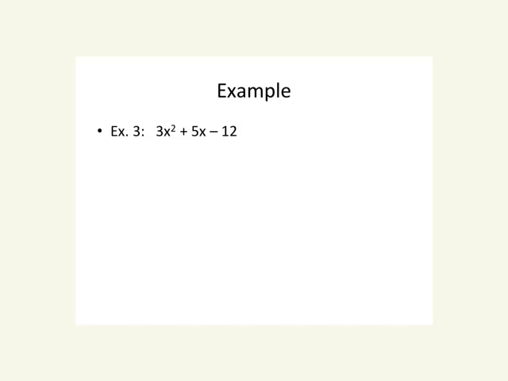Alright, our last example of our lesson is 3x squared plus 5x minus 12. Once again, the leading coefficient is not 1, and there's no common term. So we're going to factor this by the guess and check method. So let's go ahead and create our two binomials. And let's start by looking at the first terms. Now what can create 3x squared? 3x and 1x are the only thing that can create 3x squared. So we know that those are our first two terms.